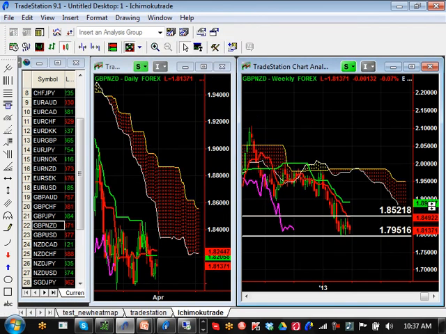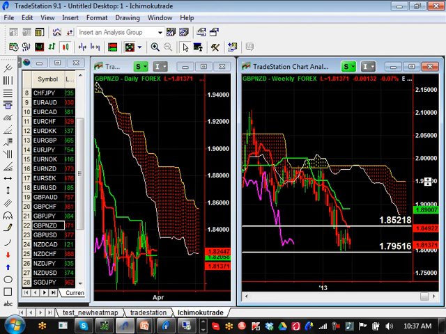Pound New Zealand is trending on both the daily and weekly, and it's stuck at a minor support level of 79.51. The minor resistance is going to be basically 85.21 moving forward.